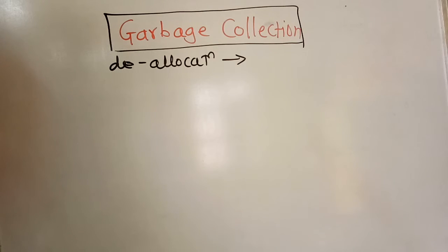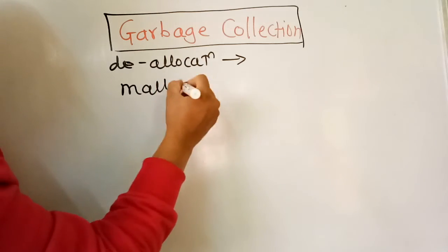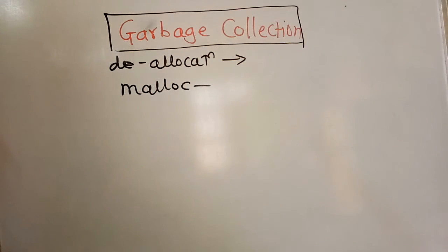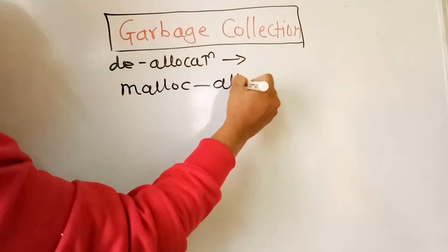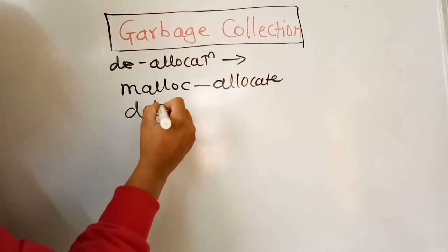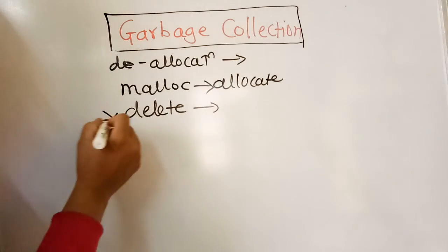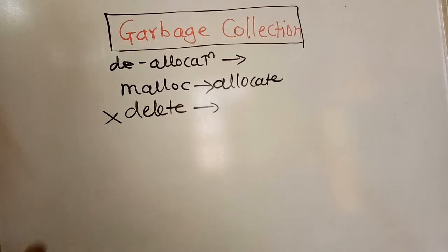There is no need of a delete operator to release dynamically allocated objects. For example, in C++, you use malloc to allocate the memory, but when you have to free the space, you have to use an operator like delete. But Java doesn't need these operators because it automatically deallocates the memory used by the different mechanisms, and it is known as garbage collection.